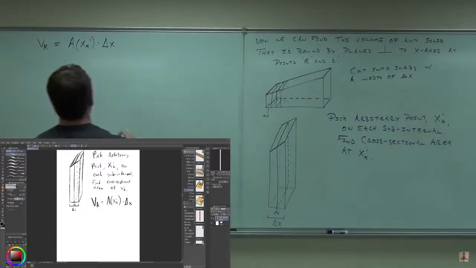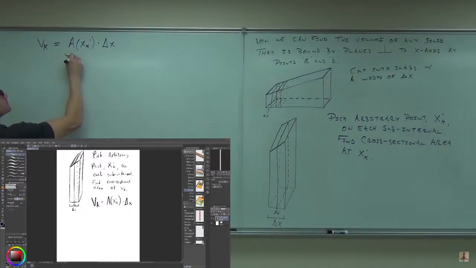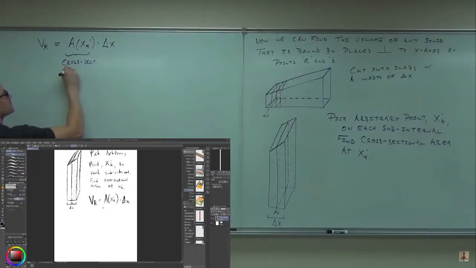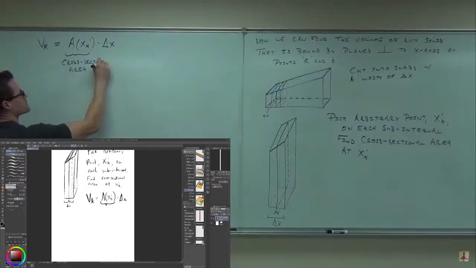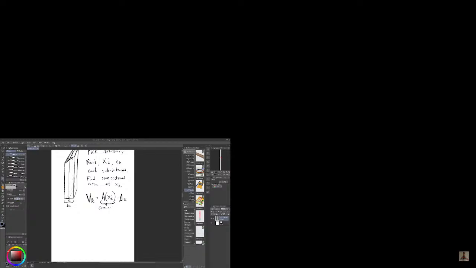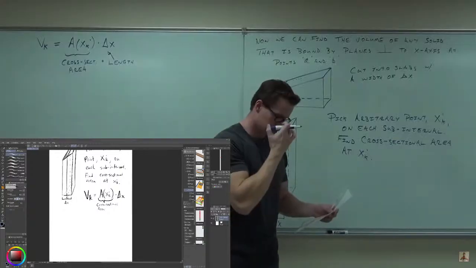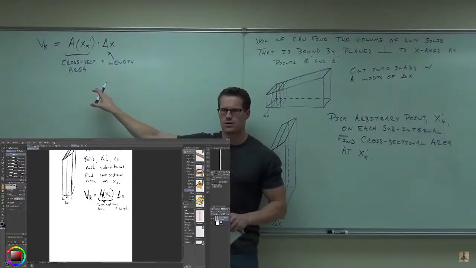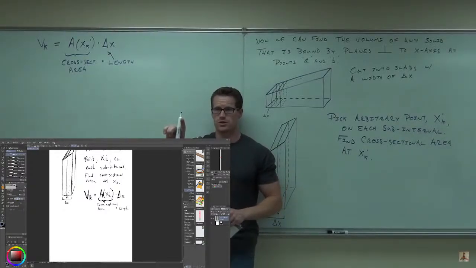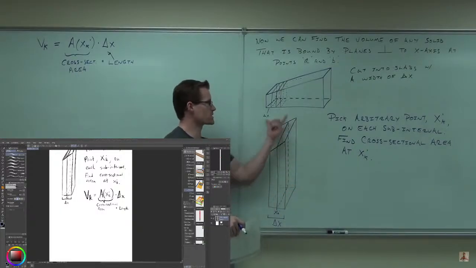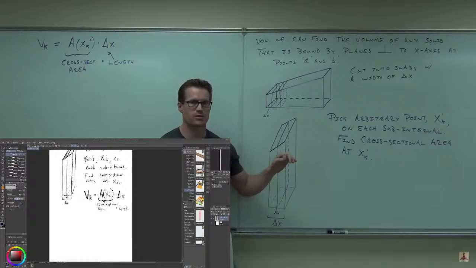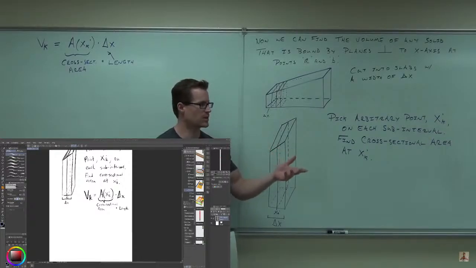This is cross-sectional area times length. Just like we thought of it. Cross-sectional area times length. Now, how many intervals does this stand for? One arbitrary interval. Very good. So this is just one interval. How do I find all of them? So basically, I'm just talking about one slab right now. How do I say I want to do all the slabs? So, a sum. Let's add them all together.